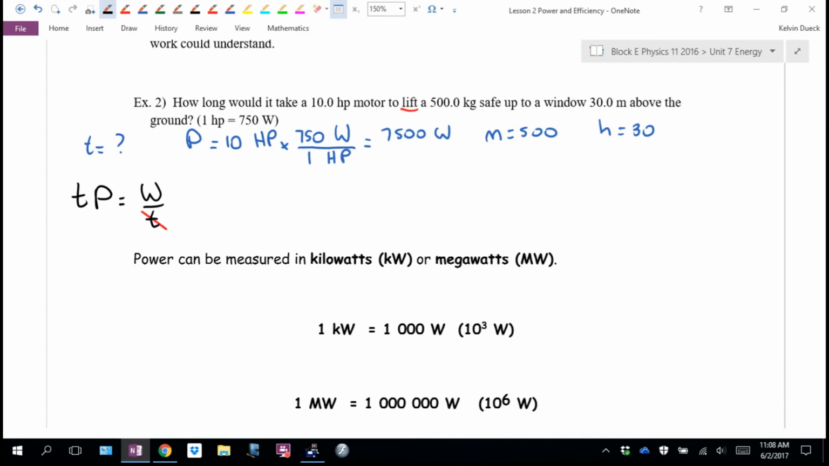Now, how would I get the T by itself, Christina? Yeah. So yet another equation, yet again, please don't memorize it. We can derive whatever we need to derive. Apparently, time in this situation is the work divided by the power, where work is force. Oh, you know what? We're lifting, yes? MGH, isn't it?